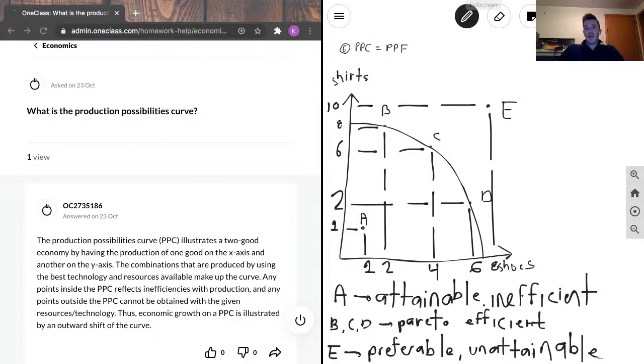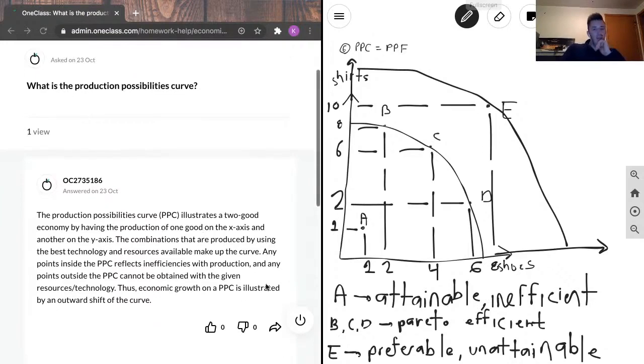So if there was economic growth, maybe technology becomes more efficient, or there's an increase in the supply of labor, and as a result, output would increase. Let's fudge this graph even further. What that would look like would be the PPF expanding outwards, maybe something like this. If that were the case, then E now becomes the Pareto efficient point, and A, B, C, and D become the attainable but inefficient points. And of course, all of this assumes that we've got rational consumers who prefer more to less, etc.